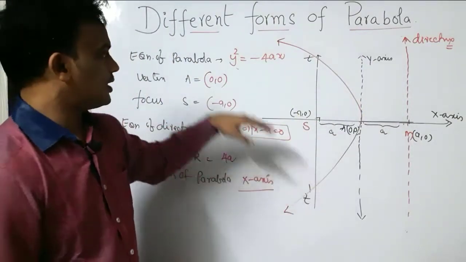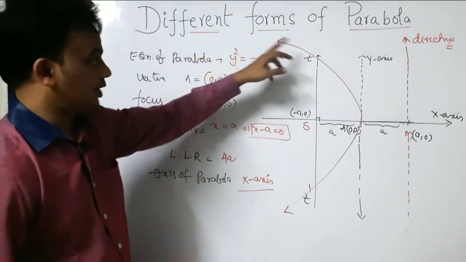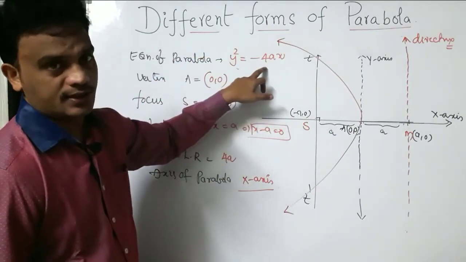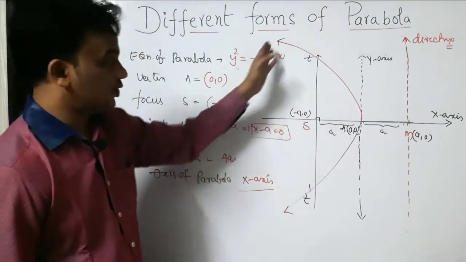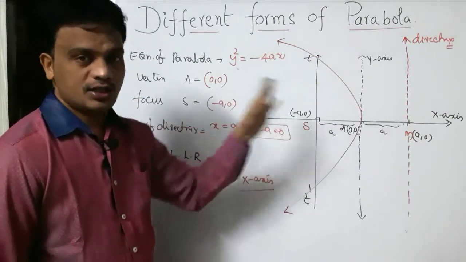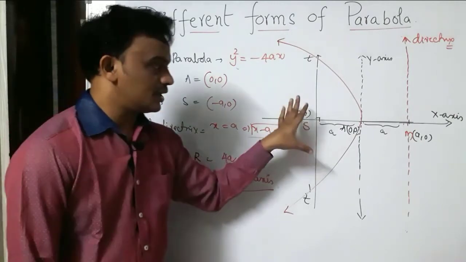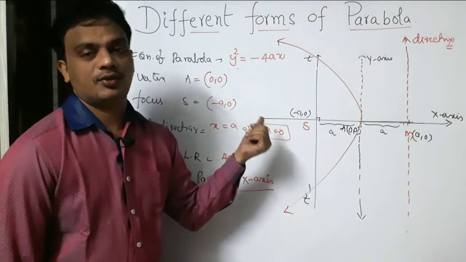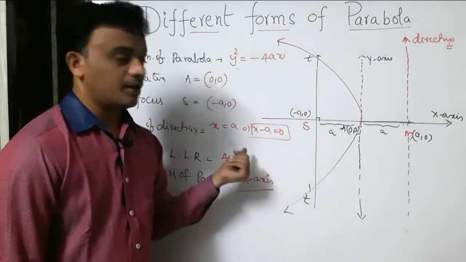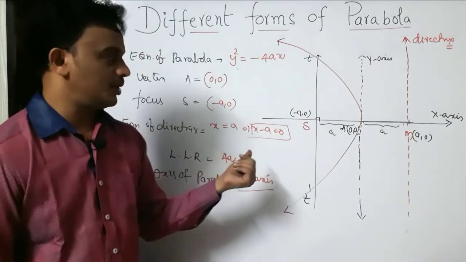In this case, what is the equation? Y square is equals to minus 4ax. And whatever the vertex and focus, please observe this one. Please focus on the diagram, then you will get each and everything. So this is about the second form, the left-handed parabola. Right? Yes, come on, make a note.